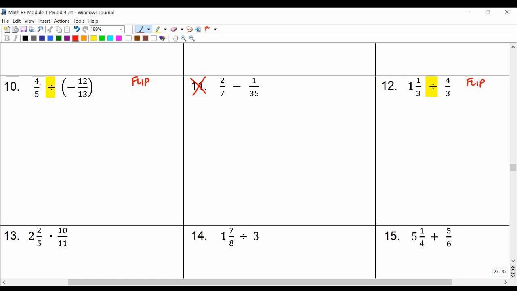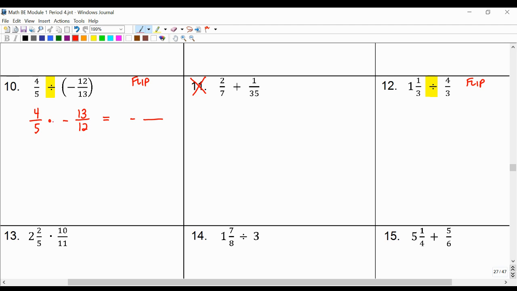All right, so first thing is we need to make sure that these are not mixed, that they're all improper or just look ready to go. I don't see a whole number in front of these, so we're good. So next we're going to do keep the 4/5, change to multiplication, and flip. They snuck in a negative there. So when we get our answer here, we might even just copy over our negative sign because a positive times a negative is a negative.